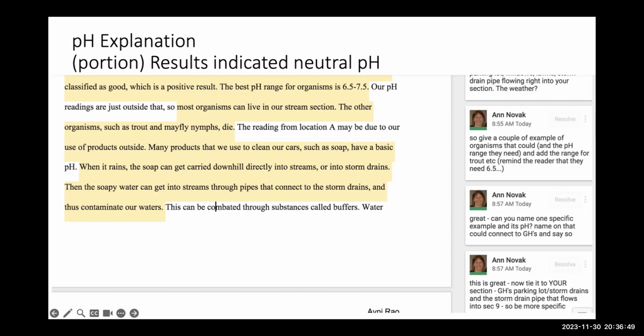And then I'm really trying to get students to connect, to really marry their evidence and reasoning and to put it in the context of our stream, not a general context of any stream. And so I would say on the right here in the middle, connect to GH, the initials of our school, Green Hills, and say so, right? And then here too on the left, they just talk about storm drains and pipes. And at the bottom here, I'd say this is great. Now tie it to your section. We have a Green Hills parking lot and storm drains, and that flows into section 9. So to get them to be more specific.